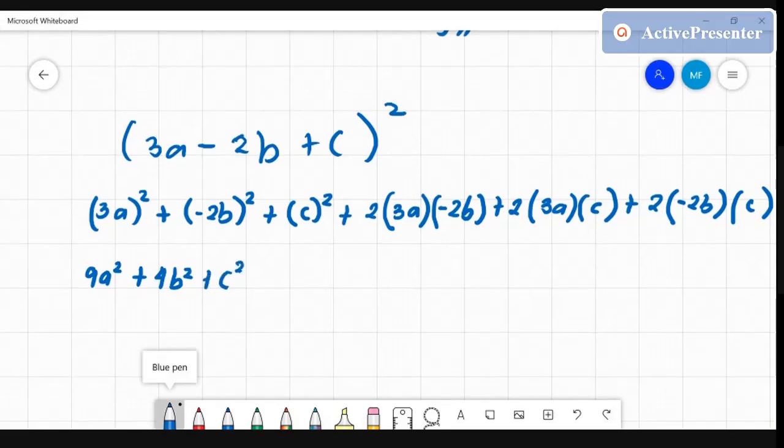So, for the fourth term, we have negative 2b times 2 times 3a. So, it becomes negative 12ab. Plus for the fifth term, 2 times 3 is 6ac. And for the sixth term, we have 2 times negative 2, it becomes negative 4bc. Therefore, and this will be our final answer.